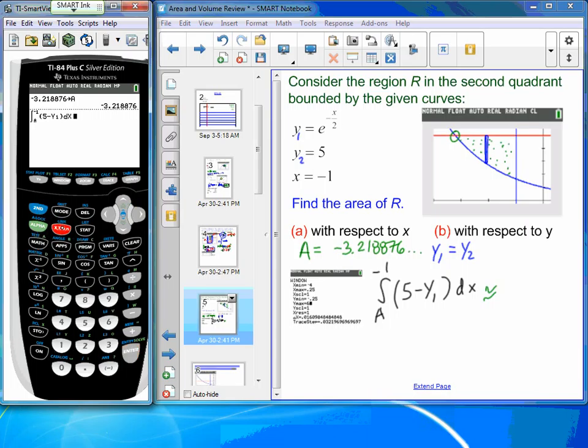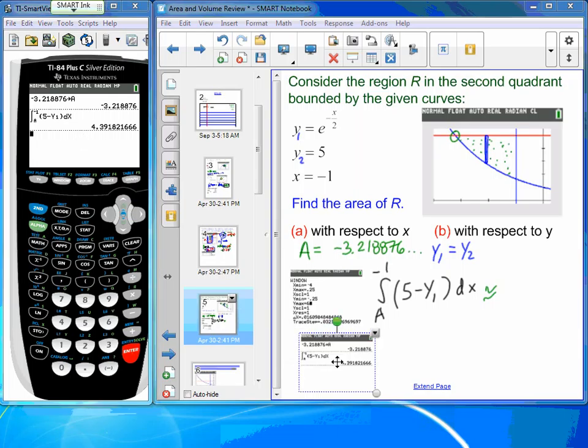With respect to x, raise your hand if you got 4.392. Anybody get there already? Hey, that's good news. Okay, so we should get exactly the same thing.